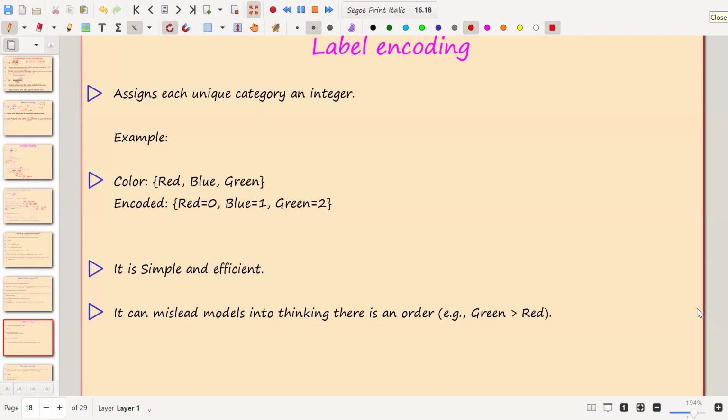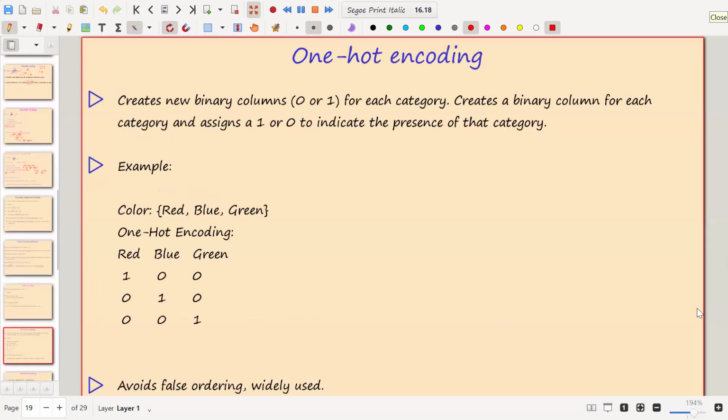That means it can suggest that since green has been allotted the value 2, green holds more importance than red, which is assigned 0. So it is a sort of ranking you might think, like green is better than red, as shown in the slide. It will mislead you into thinking that it has an order, which is not the case. When you have an order to your encoding, that is another type of encoding. If you don't have such orders, it is known as label encoding. Fine.